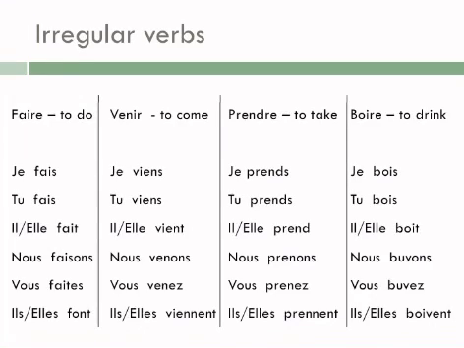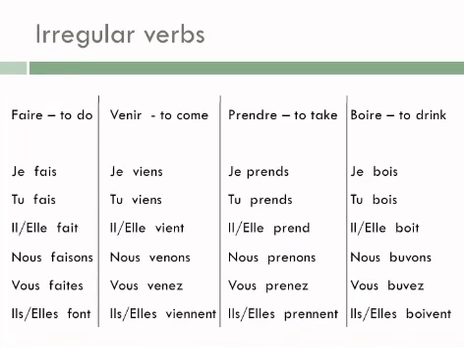The first one is faire, which means to do or to make. It is ending with re, but see the conjugations. We are not using the conjugations of regular re ending verbs. These irregular verbs are conjugated differently. Je fais. Je fais means I do or I'm doing. Tu fais, you do or you are doing. Il, elle fait, he, she does or he, she is doing. Nous faisons, we do or we are doing.